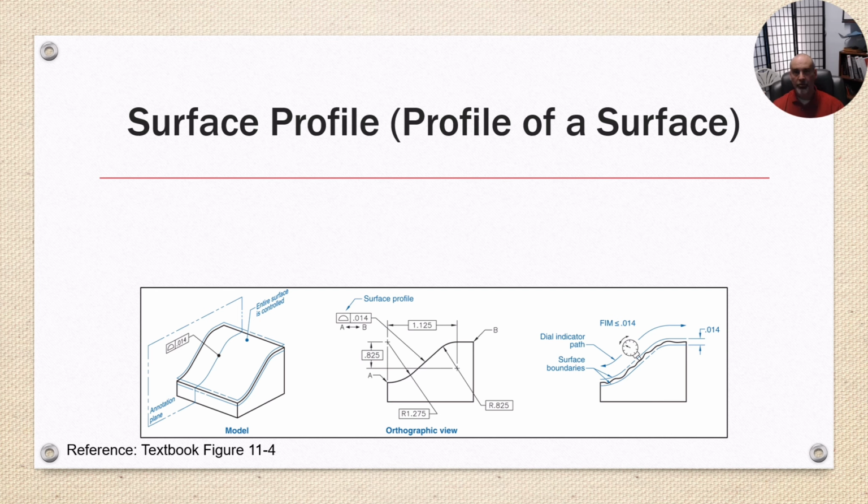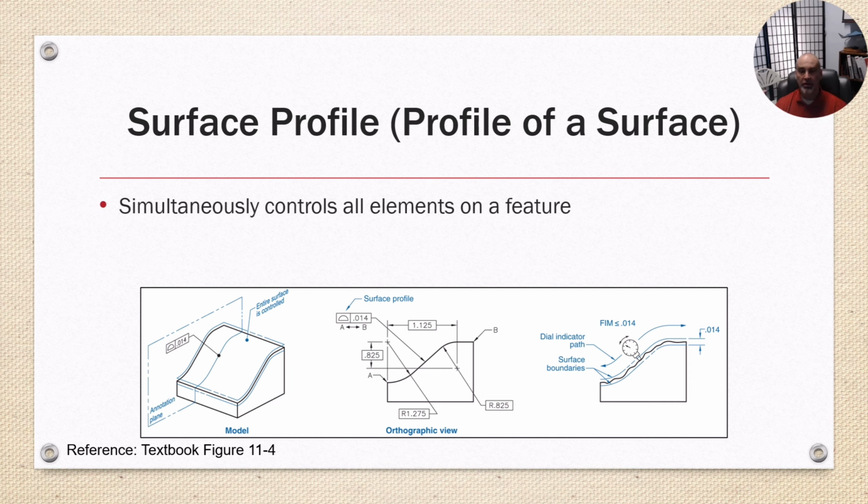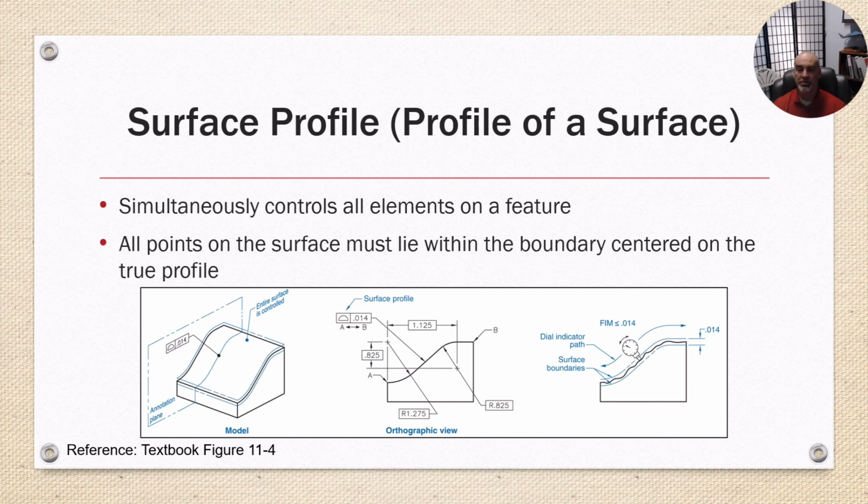Okay, profile of a surface, or surface profile. That expands on profile by simultaneously controlling all elements of the feature, and all points on the surface must lie between the boundary centered on a true profile. So rather than it just being measuring one cross section, it's across the entire surface. Any given point needs to fall within range. Now, in practice, this is very difficult to measure without a coordinate measure machine or some sort of scanning technology.